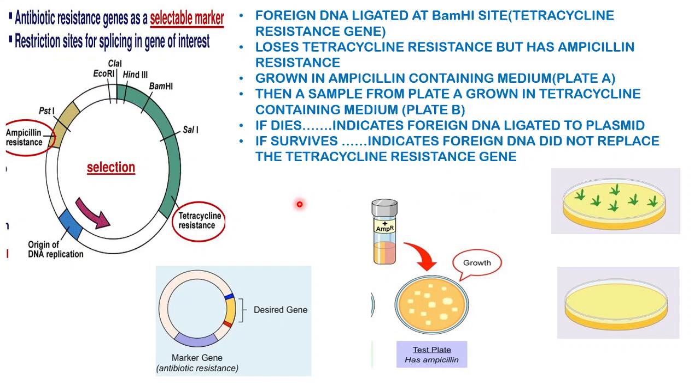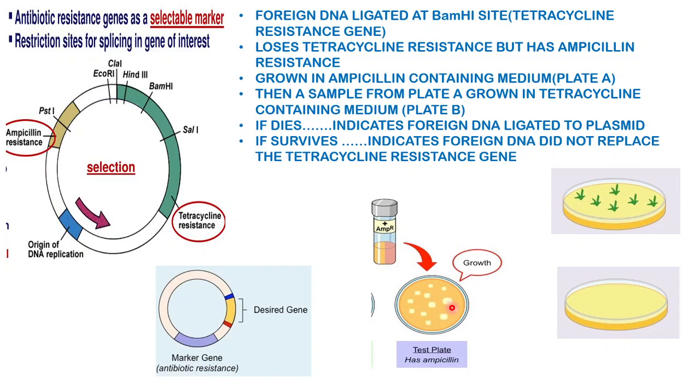That is how tetracycline resistance, ampicillin resistance, or any other antibiotic resistance genes can act as markers. So now if it is not growing, it means these bacteria have successfully taken up our desired gene. Now we can continue our experiments with the rest of the sample. But if they are surviving, growing even in the presence of tetracycline, it means our experiment was futile. It did not work.